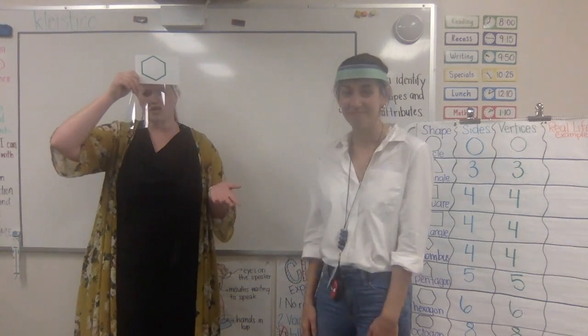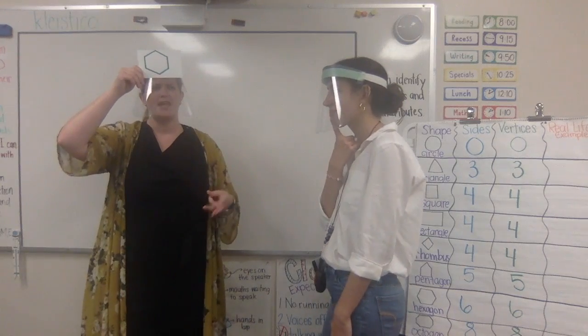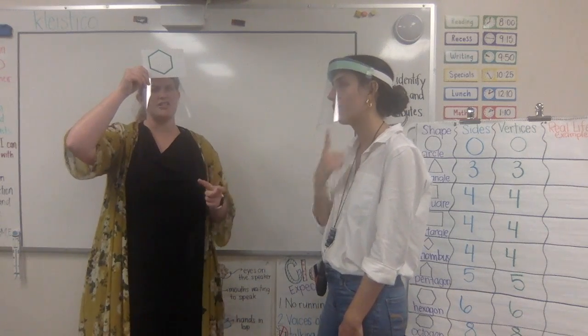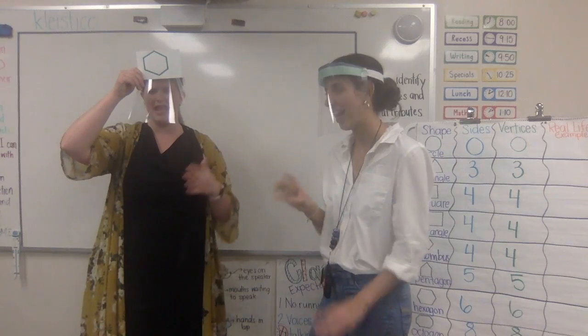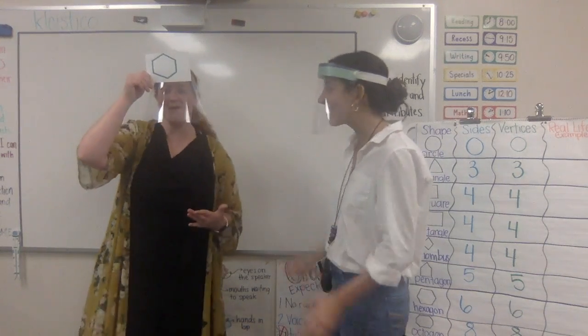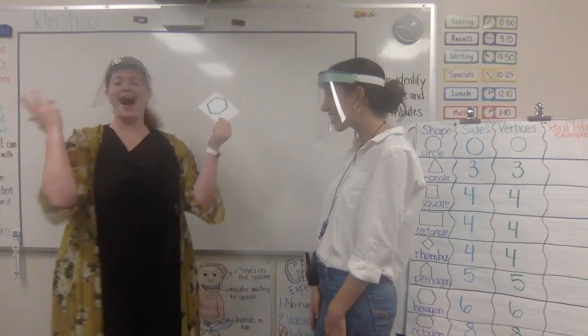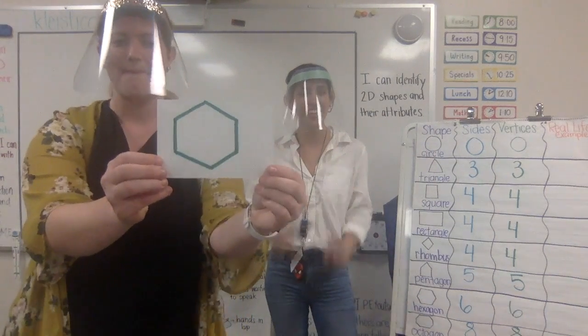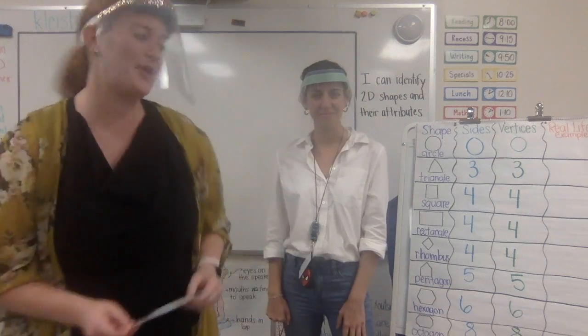Let's see, a triangle. That has 3. An octagon. Wait, like octopus. So that's 8. I need 6. Is it a hexagon, Miss Lestico? That's right, Miss Lime. A hexagon, a six-sided 2D shape. Perfect. Okay, it's your turn.